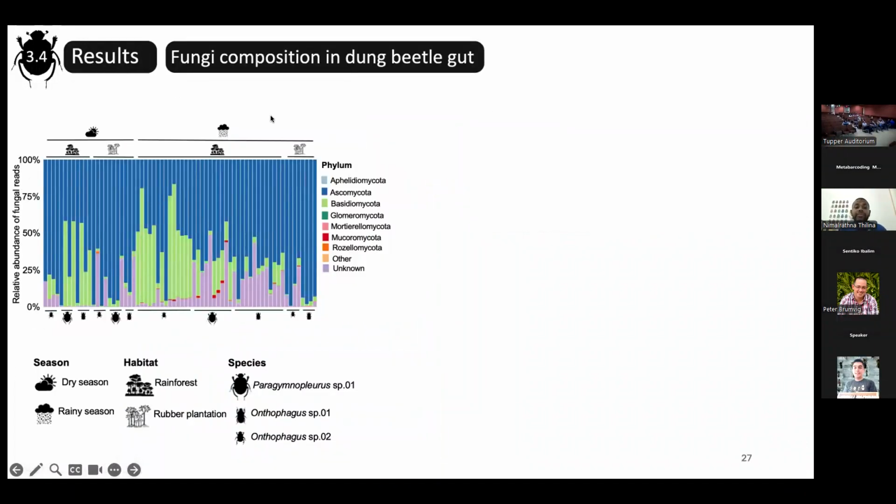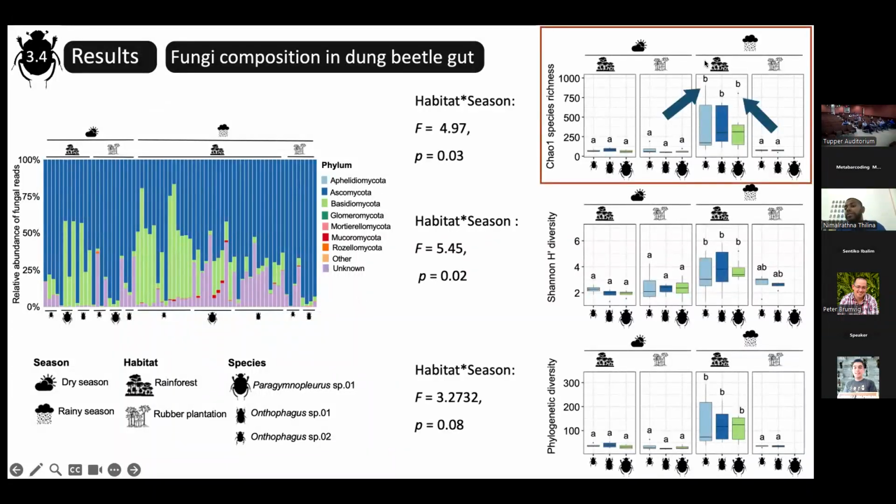When it comes to the fungi, which I mentioned in the previous slides as well, the fungi show different composition in the rainy season and dry season. So in the dry season rainforest and also the dry season rubber plantation, the Ascomycota is getting more dominant. However, in the rainy season rainforest, the Basidiomycota is increased. When you look at the taxonomy, the rainy season rainforest shows higher fungal taxonomy compared with the other habitat and season combinations.